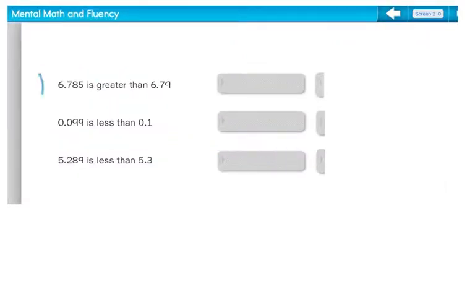Let's try another set of them, number 1 to 3. Again, T for true, F for false. Number 1, 6 and 785 is greater than 6 and 79/100. T or F. Number 2, 99 is less than 1/10. And number 3, 5 and 289 is less than 5 and 3/10.